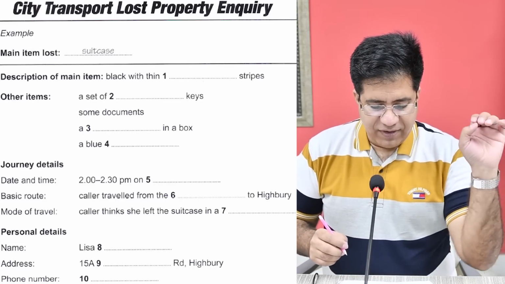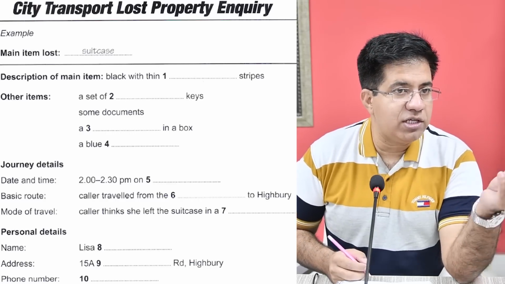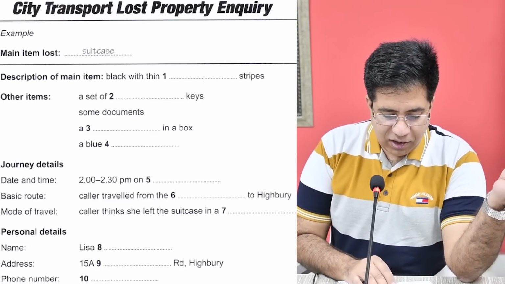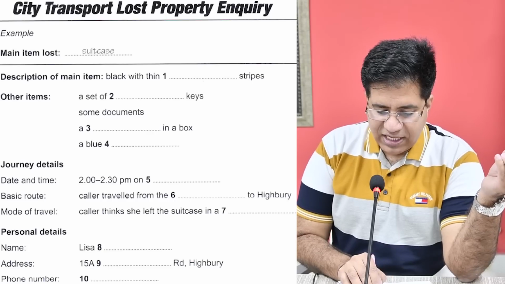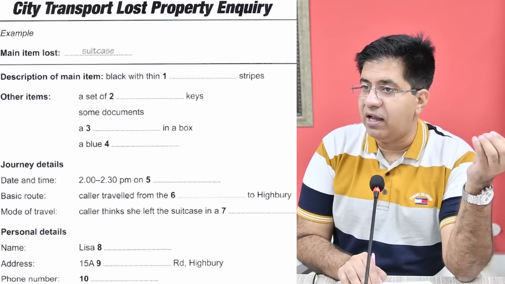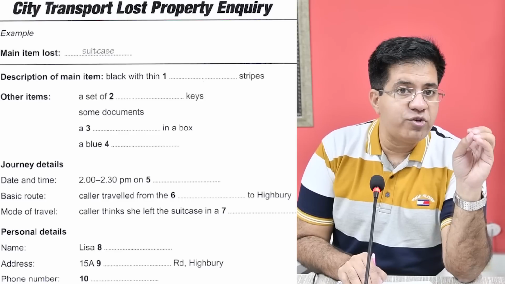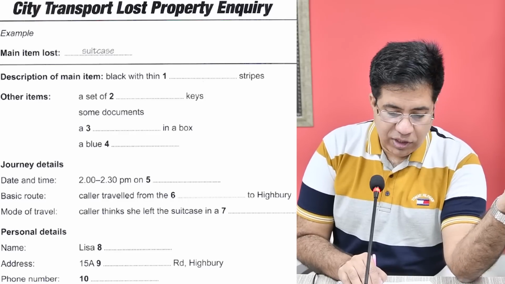Now, let's go on. Mode of travel. Very simple mode of travel. Rickshaw, taxi, whatever. Caller thinks she left the suitcase in a dash. In a car, in a bus, in a. It's going to be mode of travel, right? A vehicle is going to be the answer.